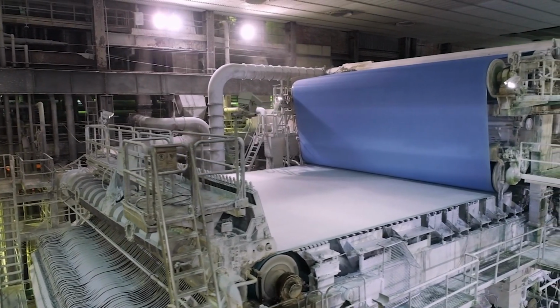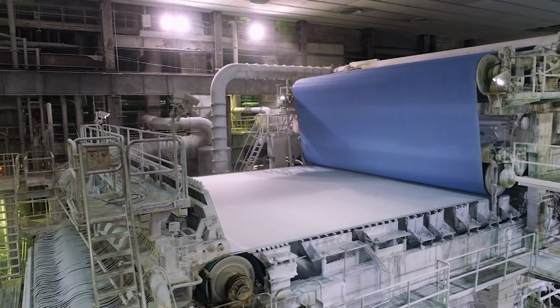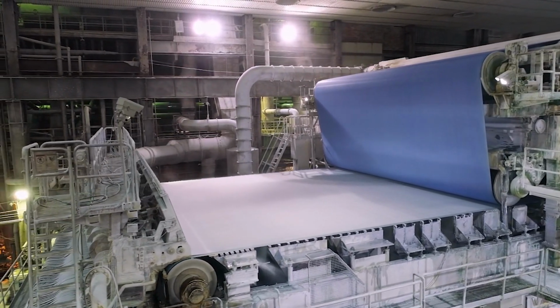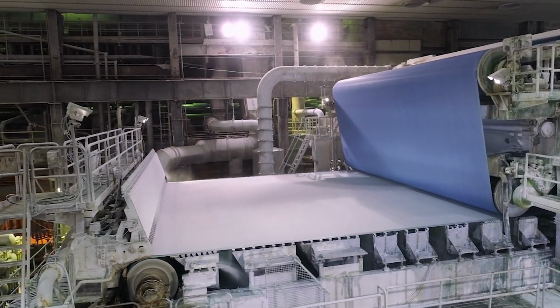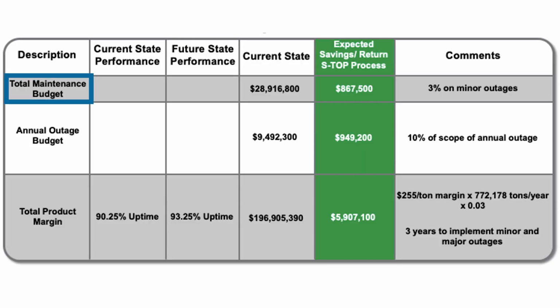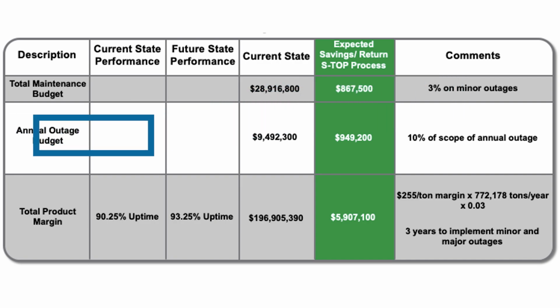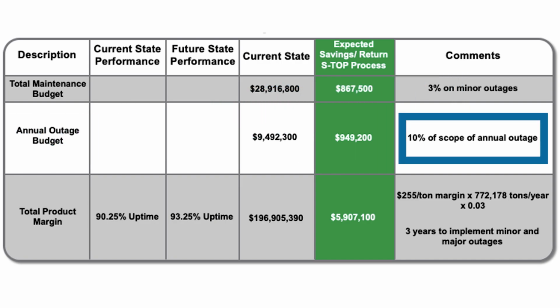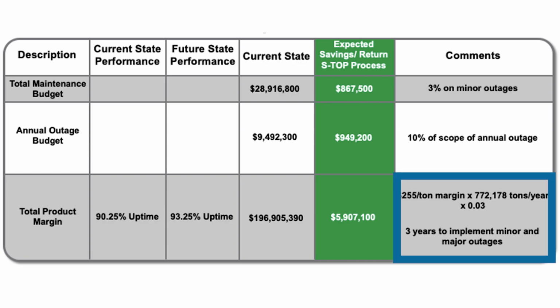Here's an actual business case from a paper mill implementing an improved shutdown process in the EMEA region, or Europe, Middle East, and Africa. The total maintenance budget was almost $29 million. Better prioritization of work in minor outages, that's 3% of the budget. Better prioritization and risk-based work selection of the work list in the annual outage, that's 10%. Increased output of the paper machine, 3%, an additional margin of almost $6 million.